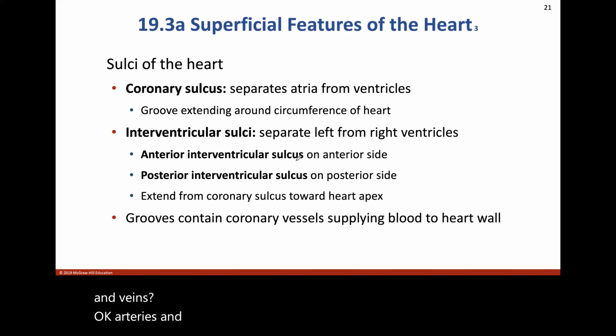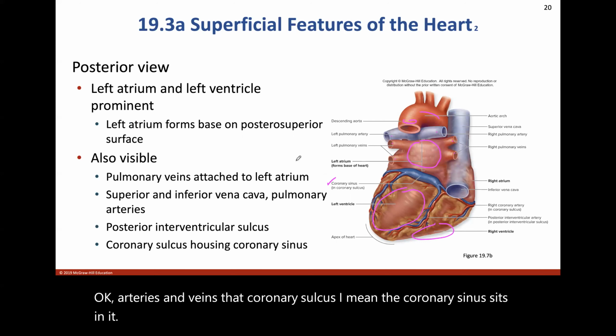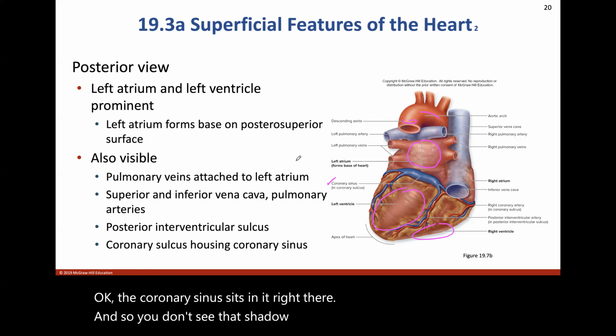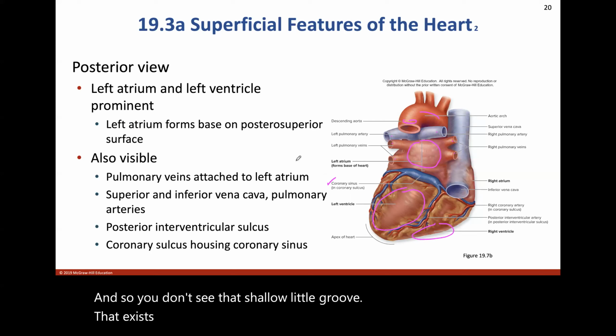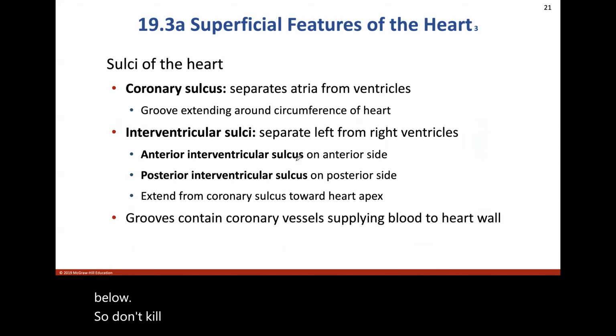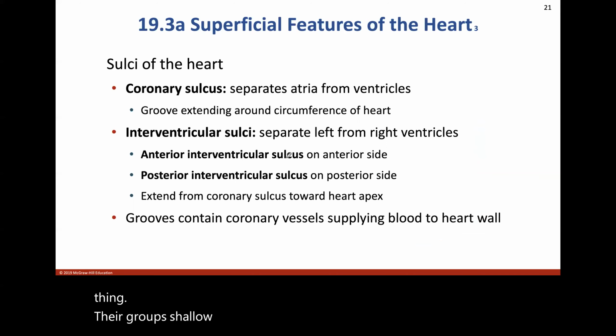The coronary sinus sits in the coronary sulcus right there. That's the shallow little groove that exists between the two atria up top and the two ventricles down below. So don't kill yourself trying to memorize what sulci are. They're just shallow depressions, just like they were in the brain. They're basically the same thing. They're shallow grooves. And what's in them? Arteries and veins.